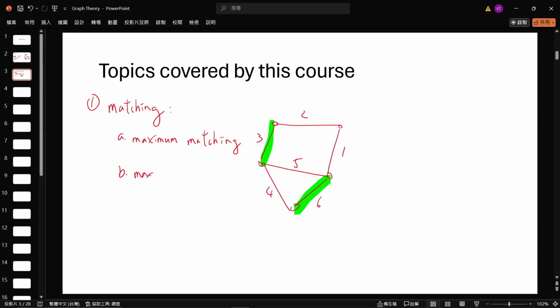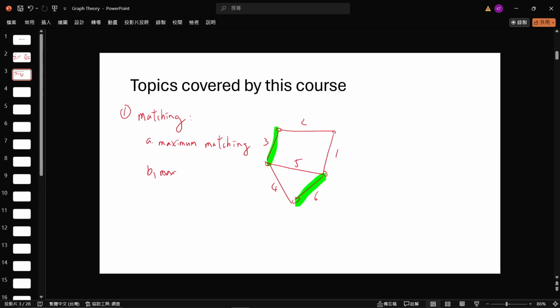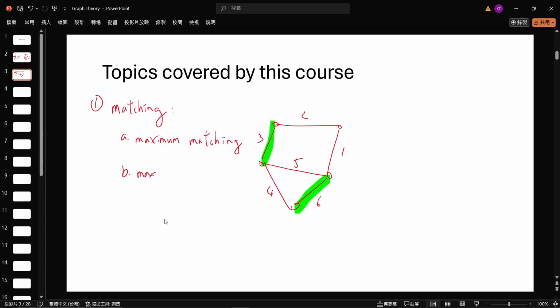So in this scenario where edges have weights, you do not want just a large set of edges. You want to make sure that the edges you choose have a large total weight. You sum up all the weights over all the edges that you choose and see whether you can maximize it. This problem is called maximum weighted matching.